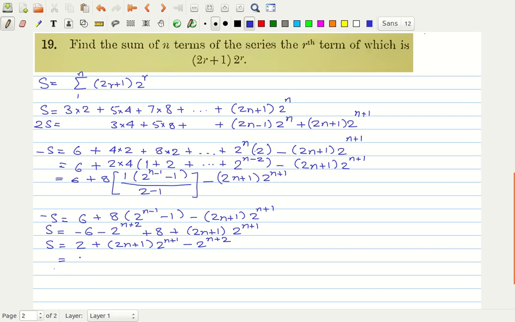If you want to simplify it further, maybe we can write this as 2 plus, I can take 2 to the power n plus 1 as a common factor out, so this will be 2 to n plus 1 minus 2, and this will be equal to 2 plus 2 to the power n plus 1 times 2n minus 1. And I think this is simple enough. So our sum is actually going to be 2 plus 2 to the power n plus 1 times 2n minus 1. Let us try to see if our answer is correct.